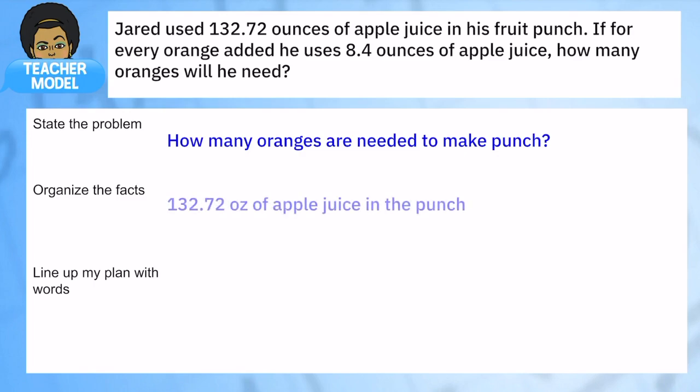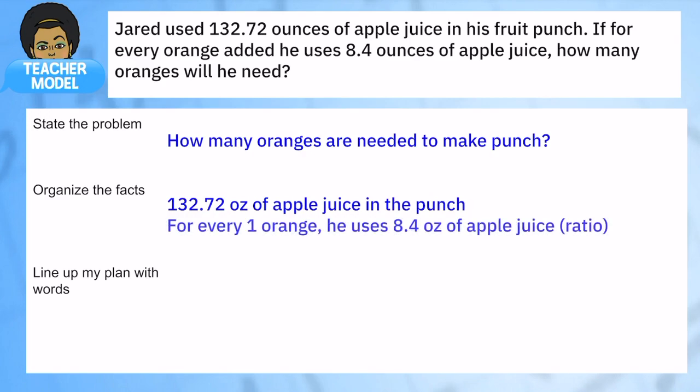And here are the facts. We know he used 132 and 72 hundredths ounces of apple juice in the punch, so we know that amount. And we know that for every one orange, he uses 8 and 4/10 ounces of apple juice, and that is our ratio. So here's my plan. I'm just going to take that total of apple juice and divide it by 8 and 4/10 ounces, because that's the ratio. Every time I add one orange, I have 8 and 4/10 ounces. So I'm just going to figure out how many sets of 8 and 4/10 ounces are in 132 and 72 hundredths ounces. So that's what we're going to put into practice.